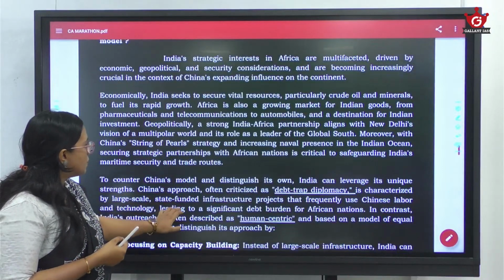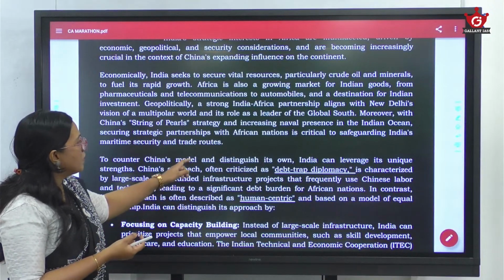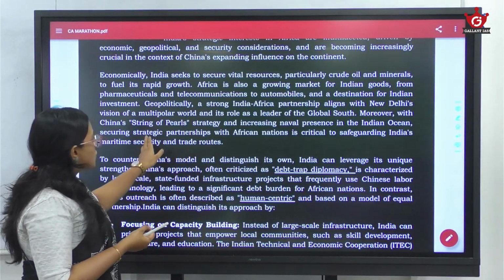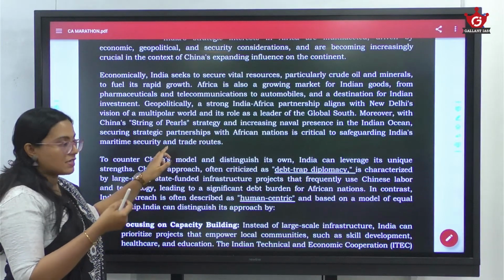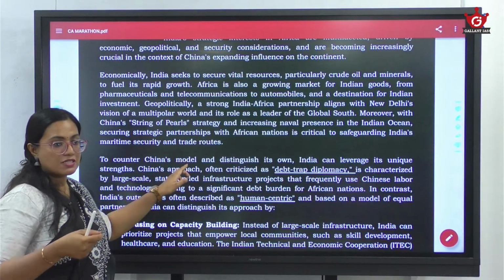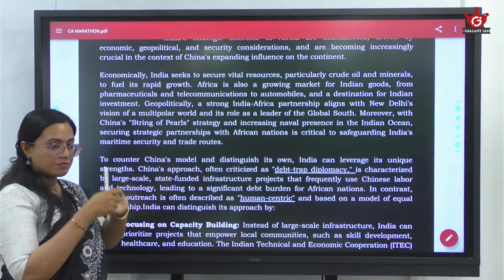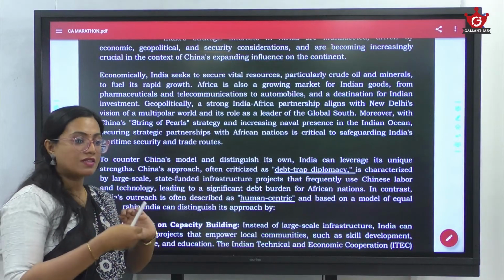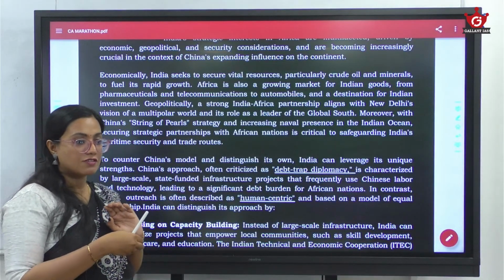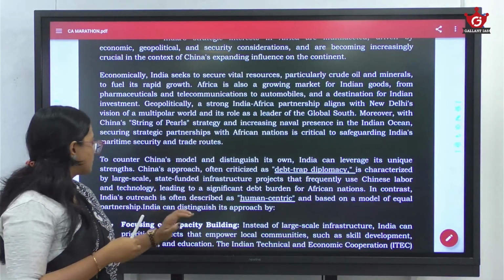That is the economic relationship. Now, China's string of pearls strategy is trying to increase its naval presence in the Indian Ocean region. So how are we considering Africa? You know that it's in the Indian Ocean region. So how are we strengthening it? It's actually for geopolitical reasons also. How are we strengthening our strategic relationship with Africa?